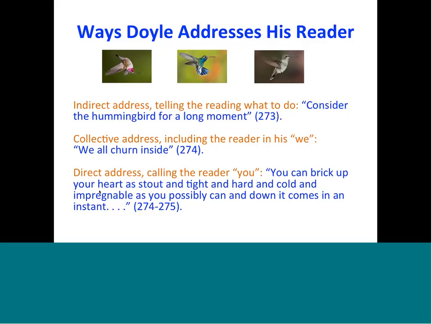Then later in the essay, he's talking about how basically we're all made of water. And so he has this line, "we all churn inside," right? Which of course is this kind of collective address, like this happens to all of us. And then he also does this direct address move, calling the reader "you." Here's an example of the sentence at the end.